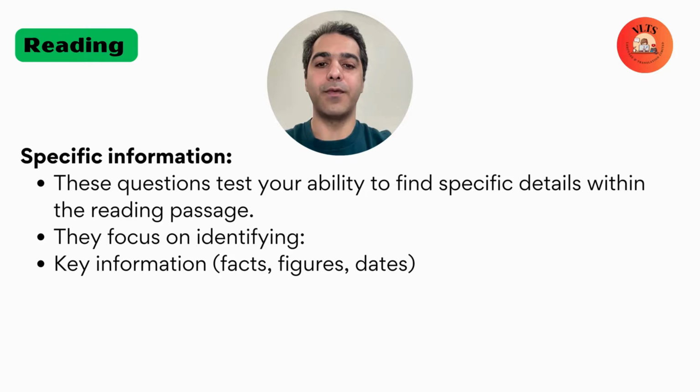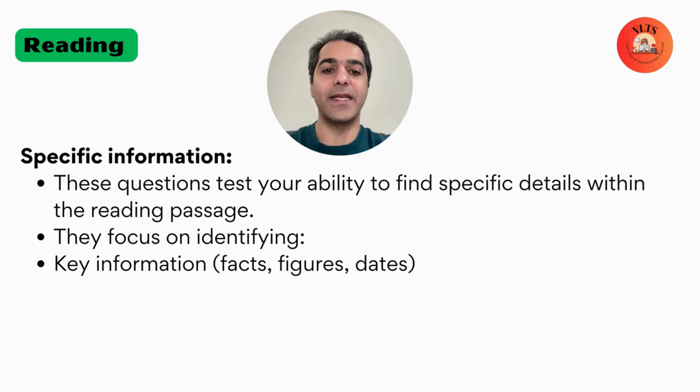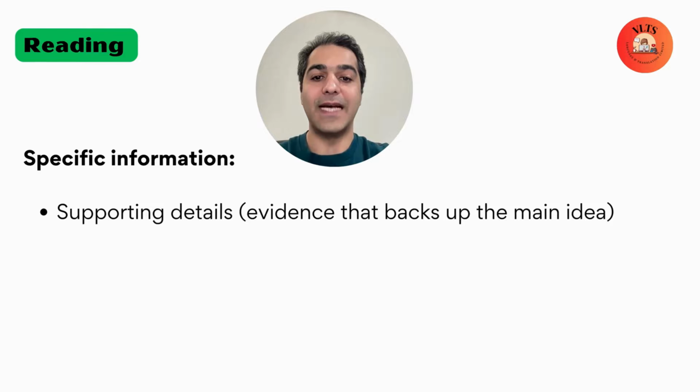Specific information type of questions. Unlike some questions that ask for the overall idea, these require laser focus. You will be hunting for key information like facts, figures, or dates. Think names, locations, or specific numbers mentioned in the passage. But that's not all. You might also be asked to find supporting details. These are evidence that strengthen the main point. These details are like the little puzzle pieces that build the bigger picture.